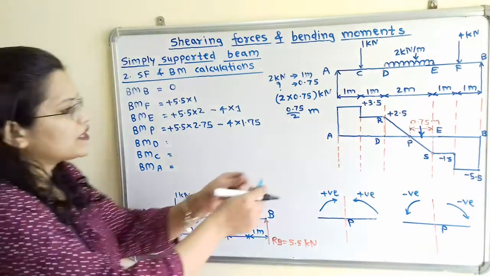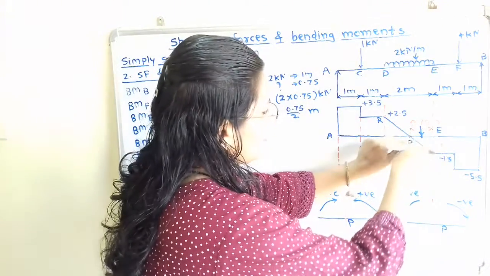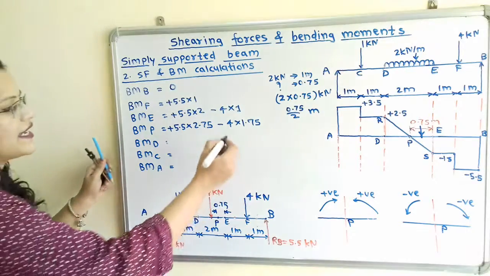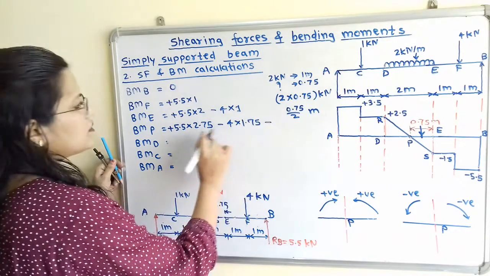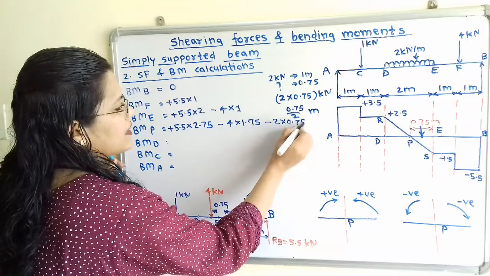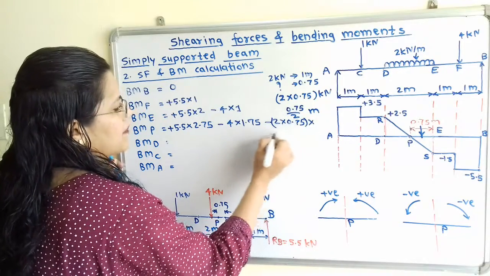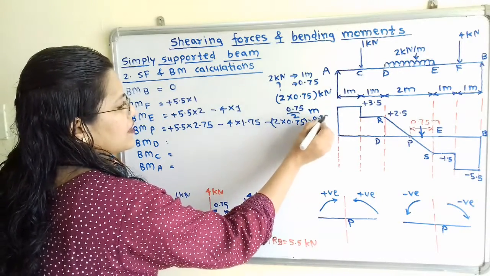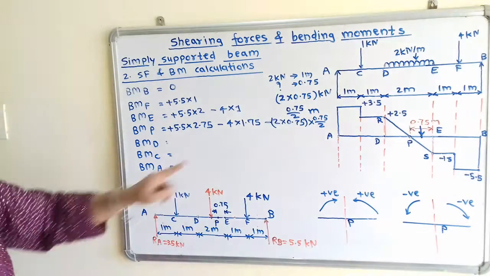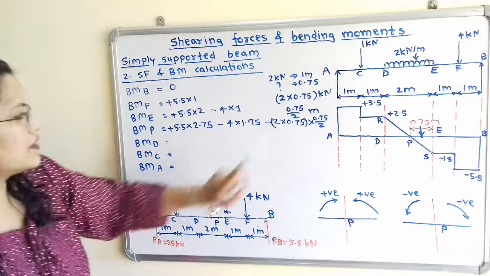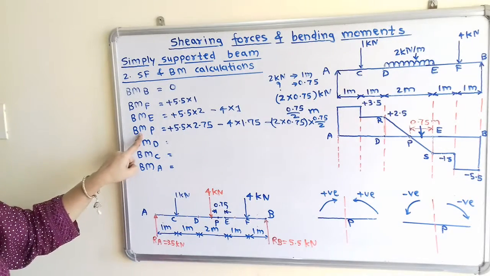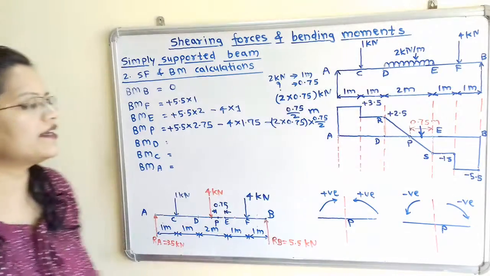So if I move the compass about point P, then it is in the clockwise direction. So we have to take the negative sign. So minus, we have to take this load 2 into 0.75 multiplied by 0.75 by 2. This is the calculation we have to mention in the question. Now when we calculate this, we will get the maximum bending moment at this point P.